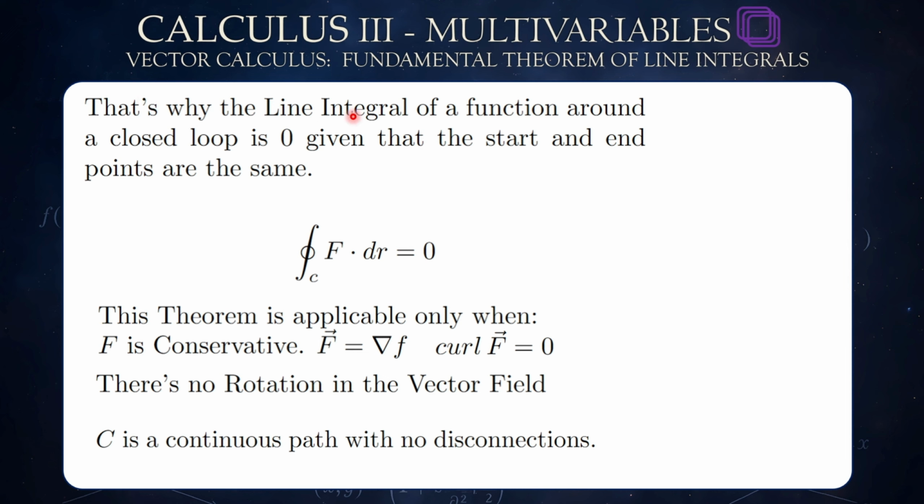That's why the line integral of a function around a closed loop is 0, given that the start and end points are the same. So you haven't gone anywhere. The integral over C of f dr would be equal to 0. This theorem is applicable only when F is conservative, F equal nabla f, curl F is equal to 0. There's no rotation in the vector field. C also should be a continuous path with no disconnections or discontinuities.